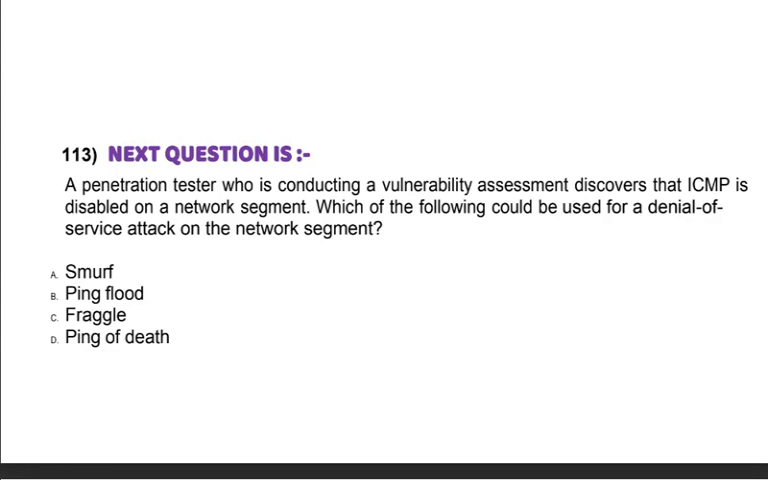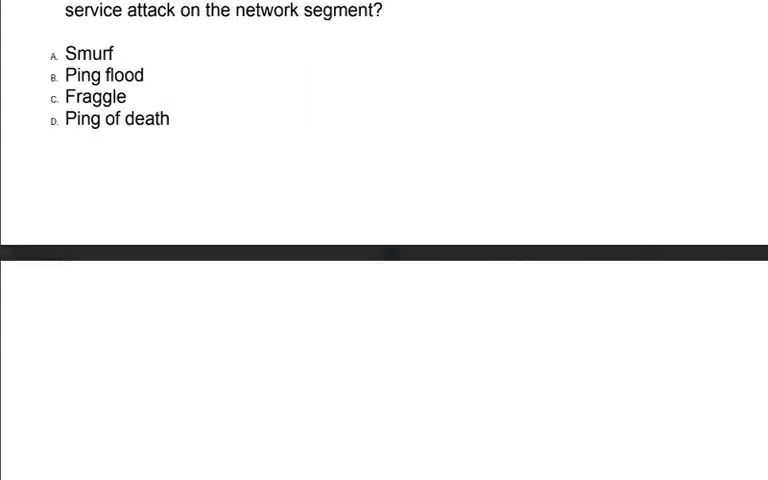Question is, a penetration tester who is conducting a vulnerability assessment discovers that ICMP is disabled on a network segment. Which of the following could be used for a denial of service attack on the network segment? Option A. Smurf. Option B. Ping flood. Option C. Fraggle. Option D. Ping of death. Correct answer is option A.